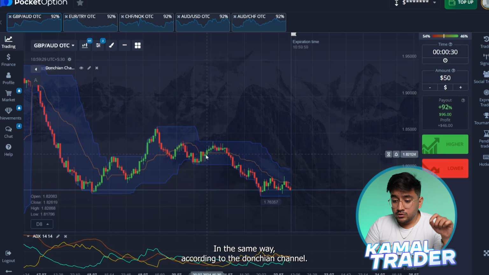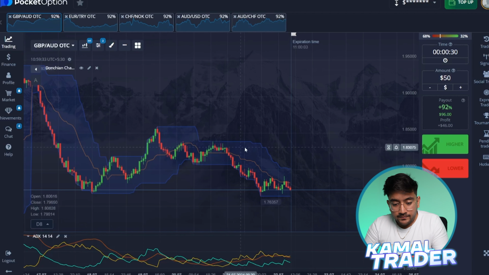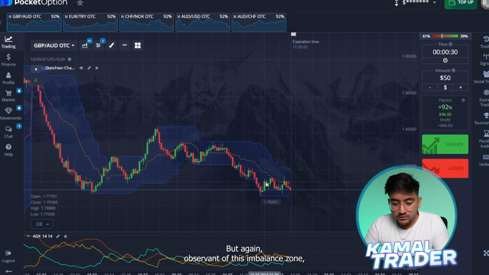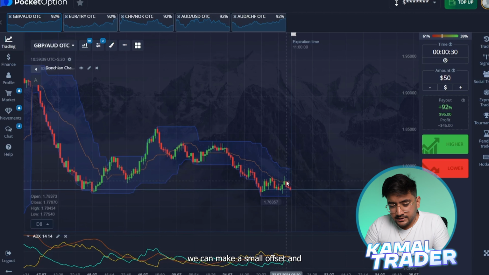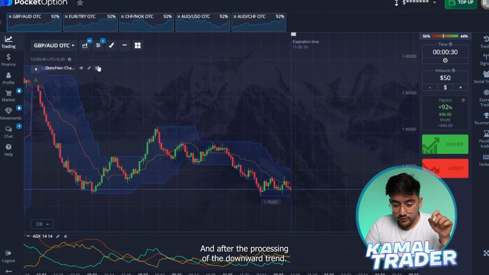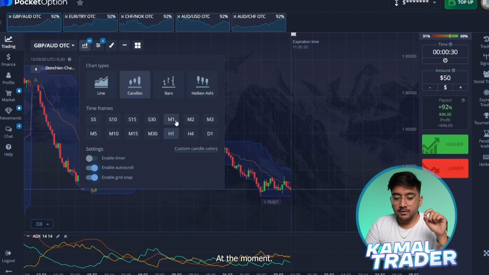In the same way, according to the Donchian channels, we can see that we have a very good structural channel, but again, observing this imbalance zone, we can make a small offset and go to the rising small structure, at least temporarily, and after the processing of the downward trend. Well, let's go to a more workable one-minute time frame at the moment.